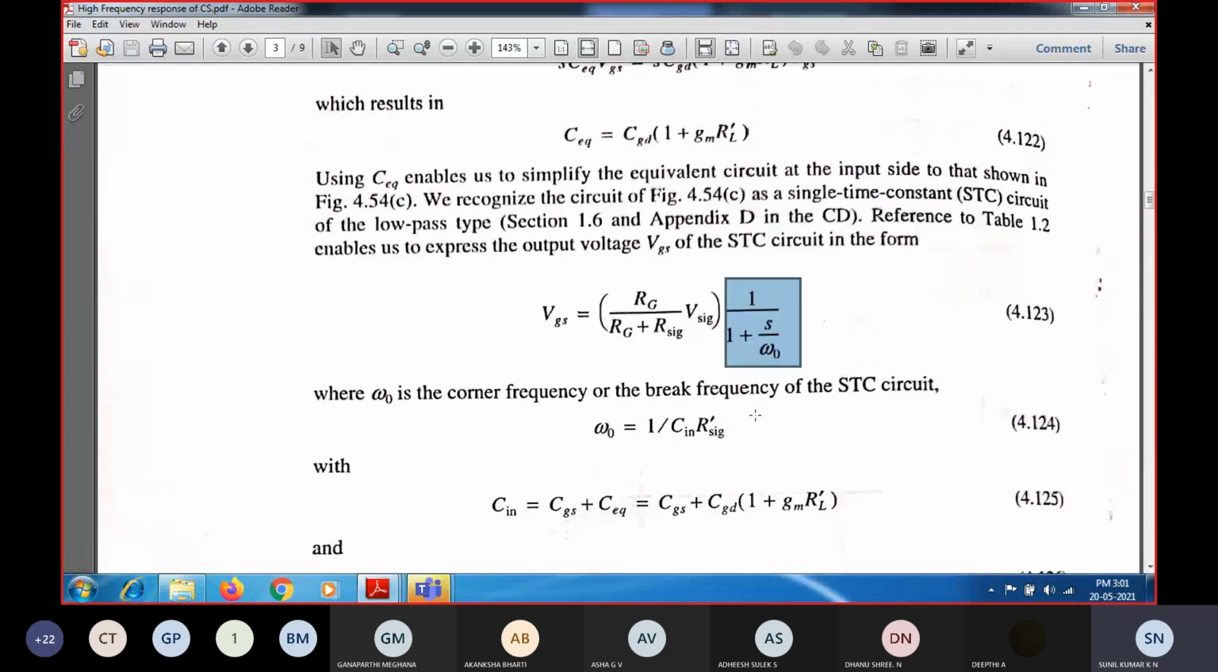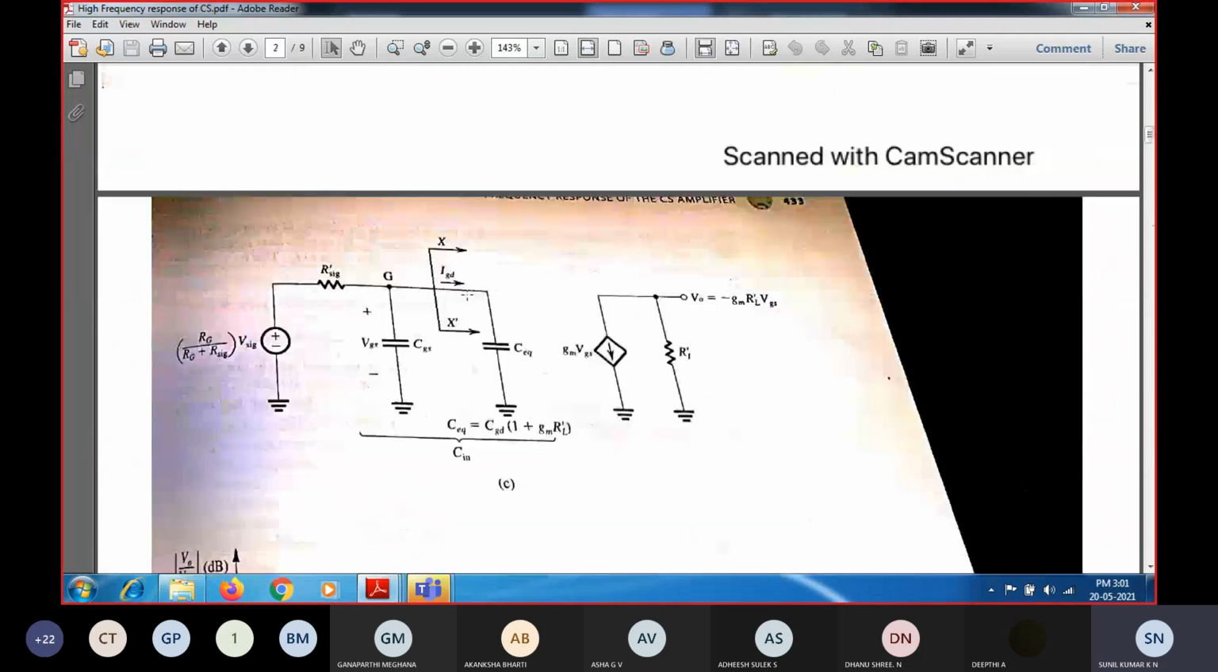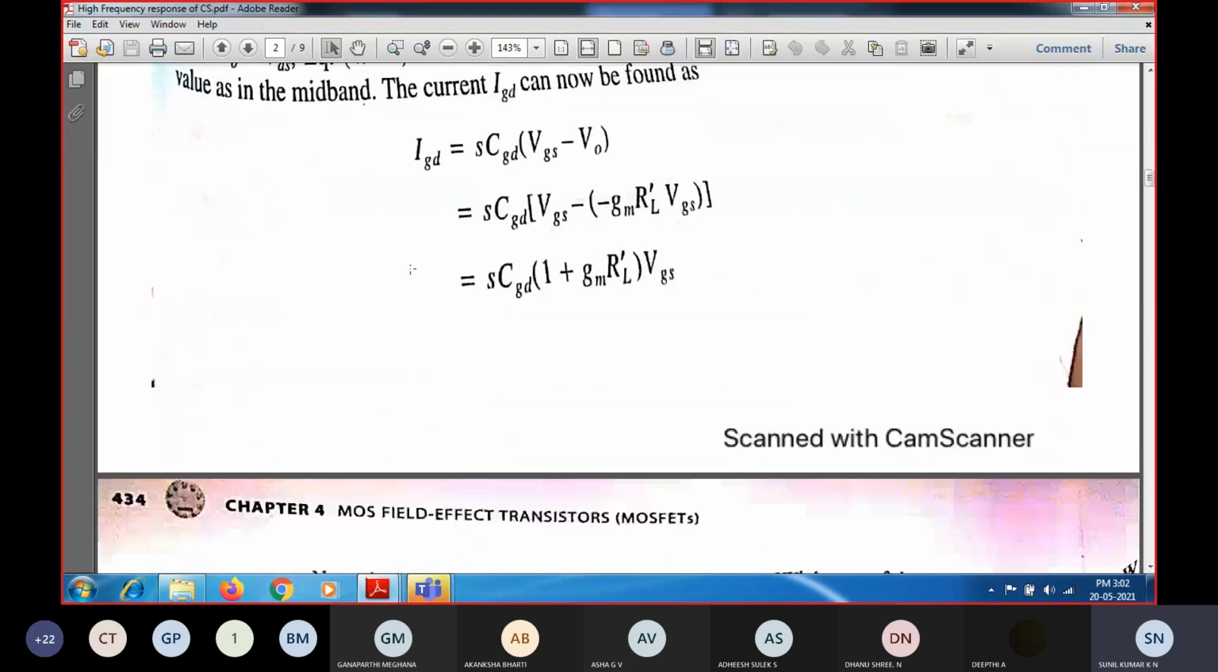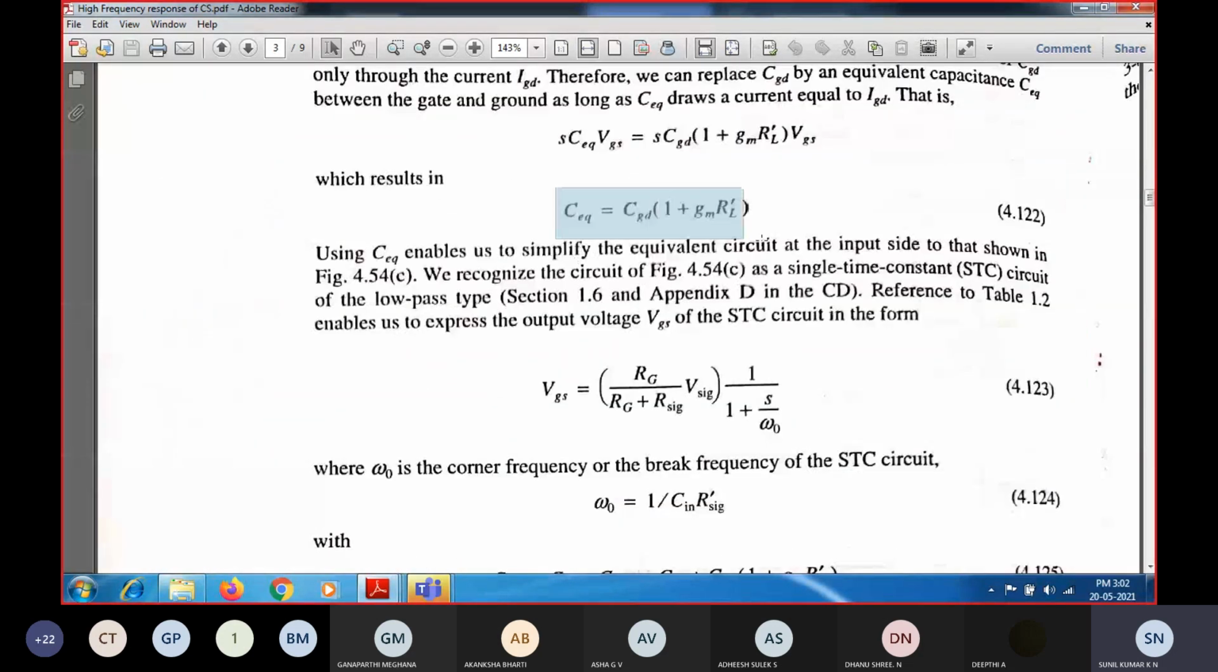This is because the circuit relation takes place with respect to an R and C combination. We can see this is a C equivalent capacitance and this is a CGS. Since they are connected in parallel, you'll be having C1 plus C2 as the capacitance effect. Is it clear? So this is about the capacitance effect. That is the total, which will be equal to C equivalent. So this C equivalent will be equal to CGS plus CGD into 1 plus GM into RL dash. That is the C equivalent capacitance.